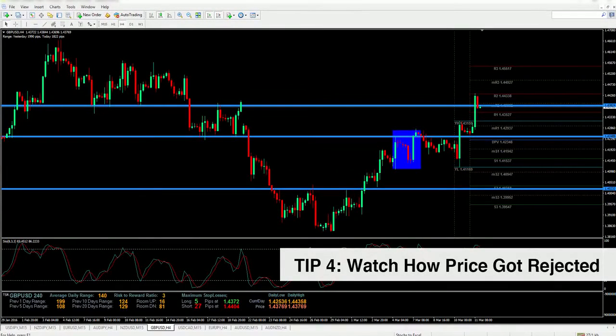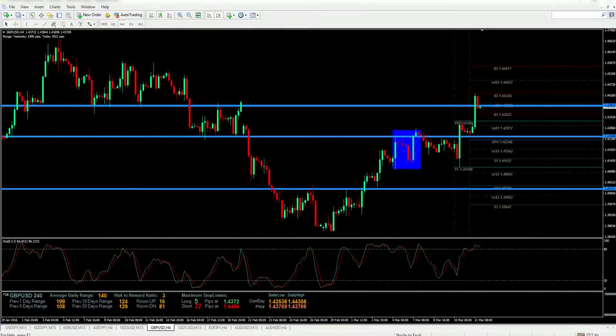Tip 4: watch how price got rejected the last few times. This usually gives me an indication of how strong the market is, or how strong the level is likely to hold. For example, in this first scenario, you can see that after price hit resistance, it actually formed 4 tiny candles before finally retracing a little bit back down and then moving back up again.